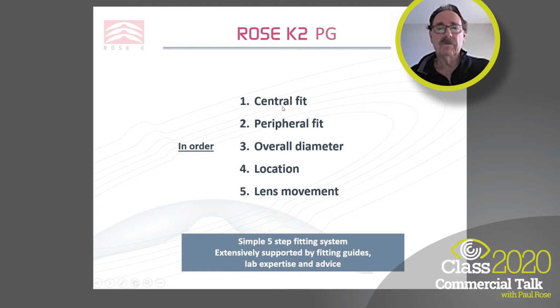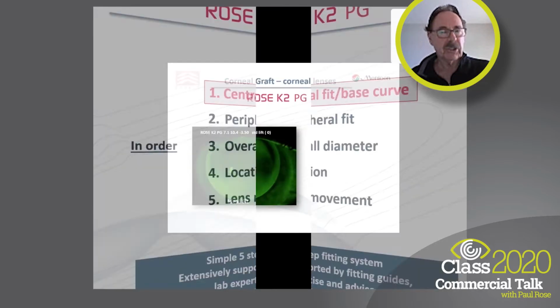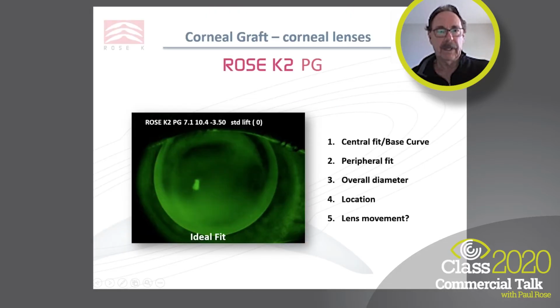So again, for those that fit my designs, this is my fitting system, which I advocate. A 5-step fitting system. We start with the central fit, or the base curve. We move to the peripheral fit: the diameter, the location, and the lens movement. So let's start with the central fit. I'm just going to show you quickly some fitting patterns. So these are the steps we're looking at.